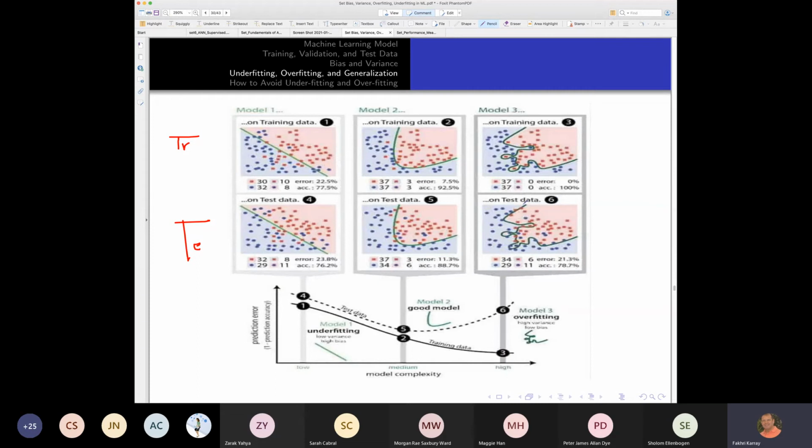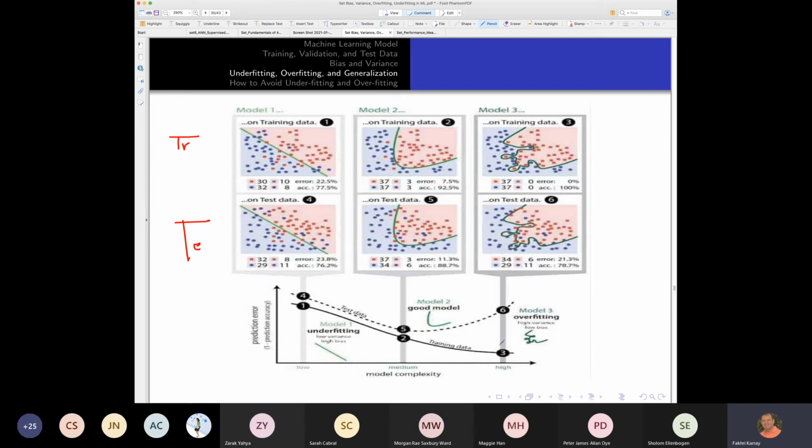3 and 6, we have an excellent type of boundary here, but this boundary, we don't want it because it's inflexible. Look what happens when we are testing it. Look at this particular type of data here, here, here. So they are outside of the boundary. So we have model 3, this is overfitting. Model 6 here is overfitting for the test of data.